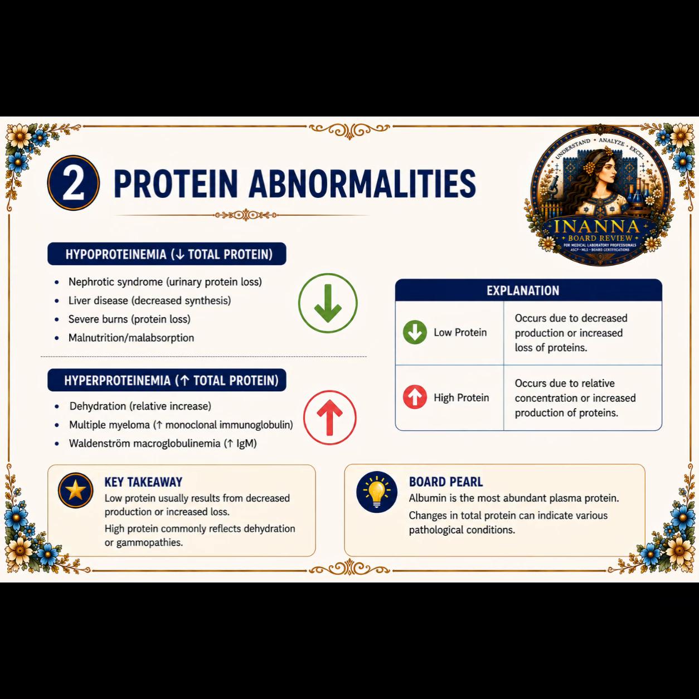gamma region. Protein abnormalities. Protein abnormalities may occur because proteins are not being produced, are being lost, or are being overproduced. Low total protein may be seen with liver disease, nephrotic syndrome, burns, or malnutrition. High total protein may occur with dehydration or increased immunoglobulin production, such as in multiple myeloma or Waldenstrom macroglobulinemia. Always ask, is the protein low because of decreased synthesis or increased loss, or high because of concentration or overproduction?